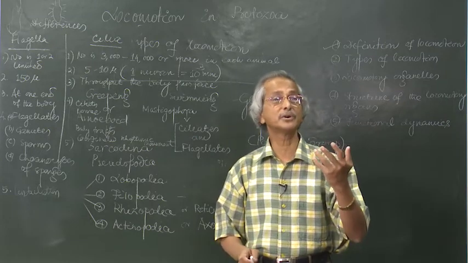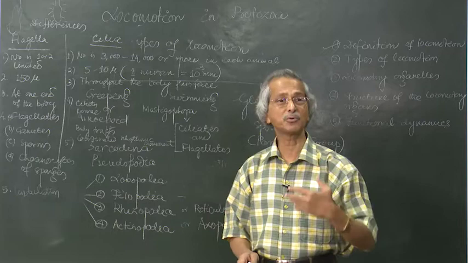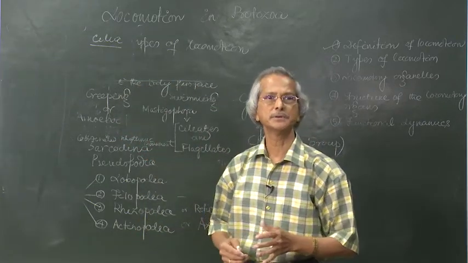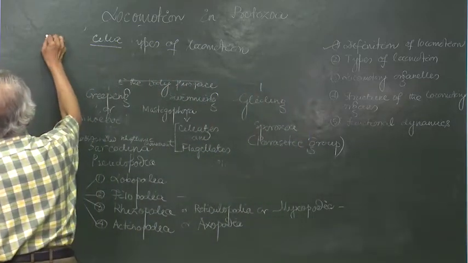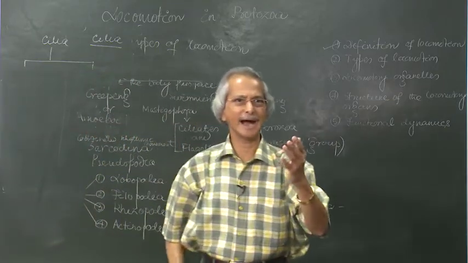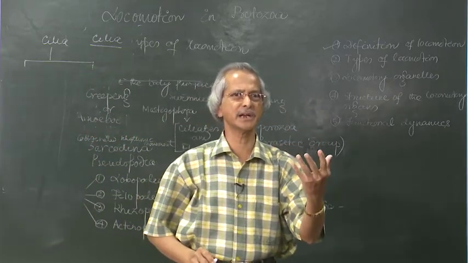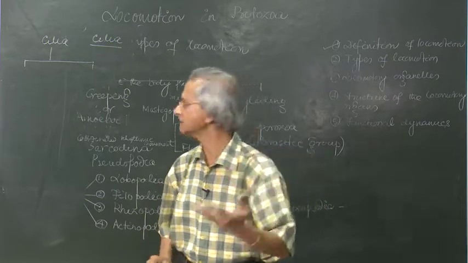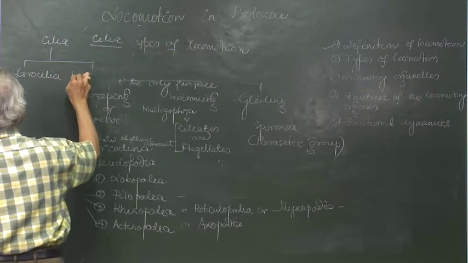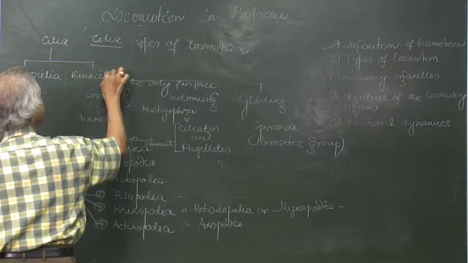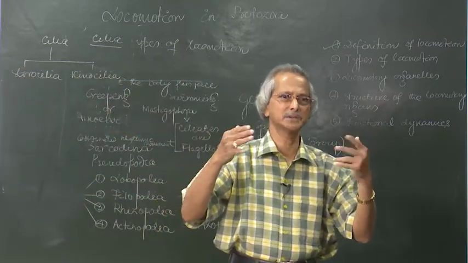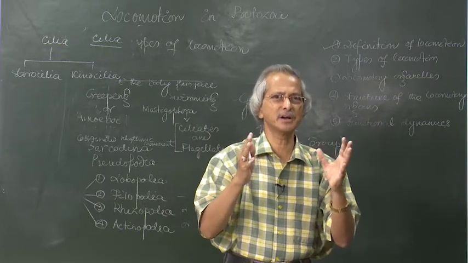Let us see what are the different types of cilia and what are the different types of flagella. Now, when we discuss different types of cilia, you will find cilia are of two types. One is stereocilia, second one is kinocilia. This particular division or grouping is made on the basis of functional dynamics.